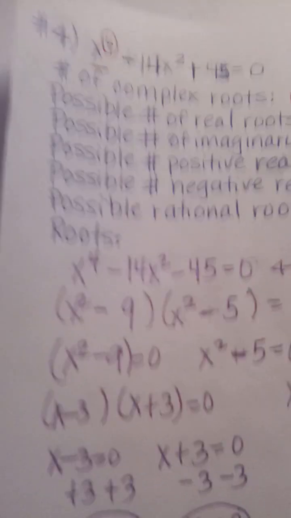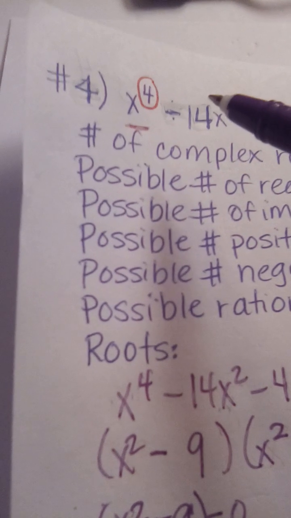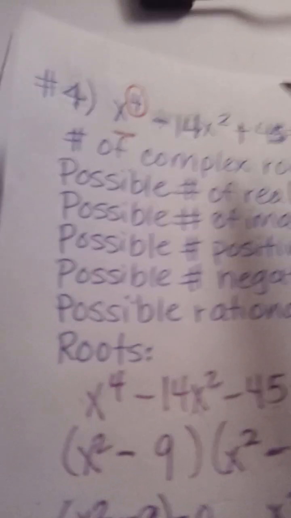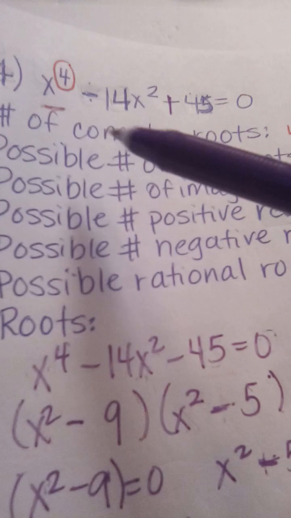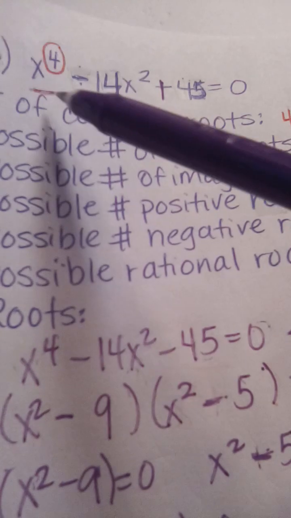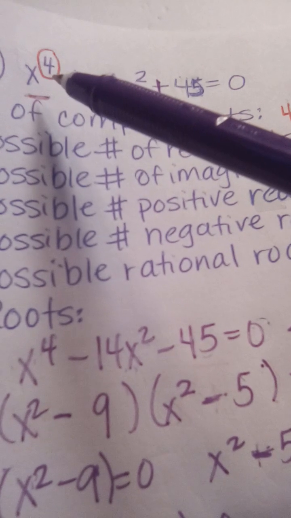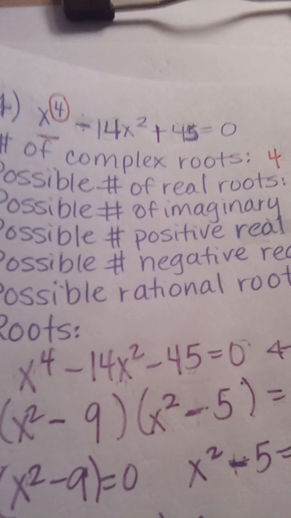And here we go. You can see number 4. We have x to the 4th minus 14x squared plus 45 equals 0. Let's look at the first one. Number of complex roots, which is, look at the first term. The one I just highlighted is a 4, and that's our answer for the first one. So far, are you okay on that?